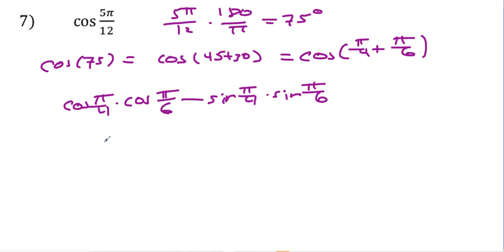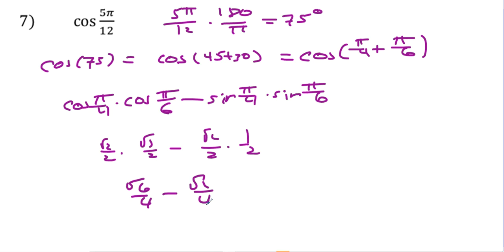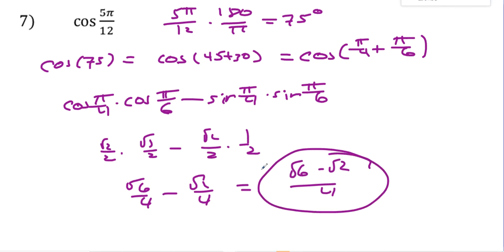Alrighty, so this is root 2 over 2, right off the unit circle, times root 3 over 2, minus root 2 over 2 times 1/2. So that's going to be root 6 over 4 minus root 2 over 4, which we could put all into one fraction, root 6 minus root 2 all over 4. Alrighty. Okay, so that is it.